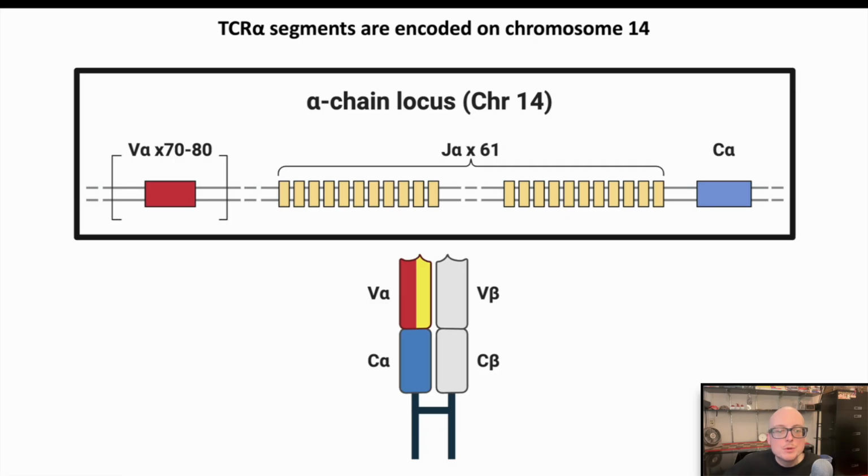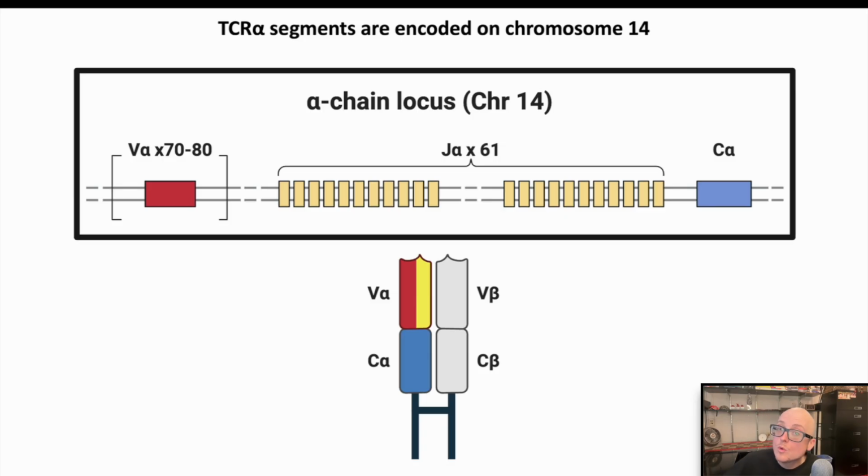To put together the variable alpha region, we are going to need V and J segments. This means that the alpha chain of the TCR is analogous to the light chain of the immunoglobulin, at least in terms of VDJ recombination. Just like the light chain, the alpha chain locus contains V and J segments, but no D segments. We only have V and J here.